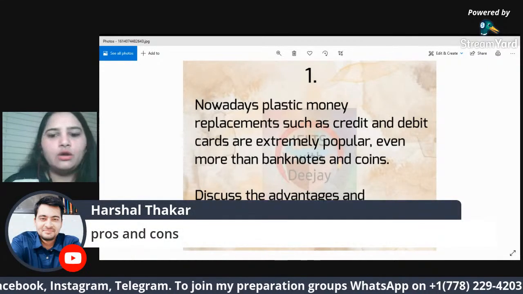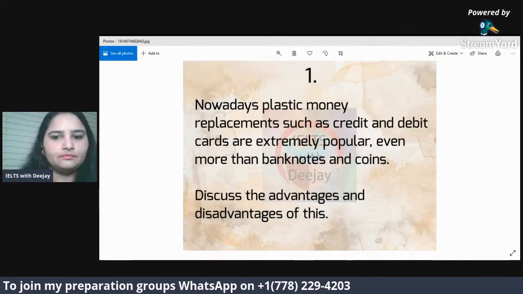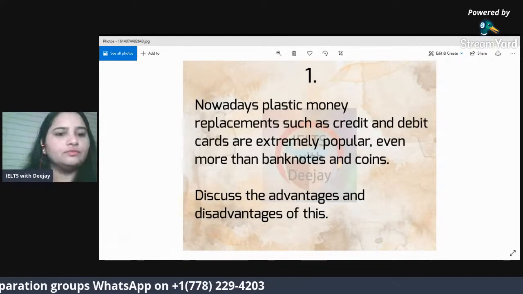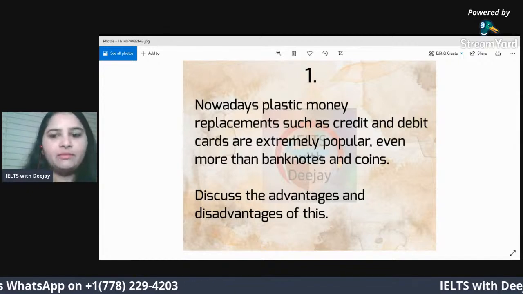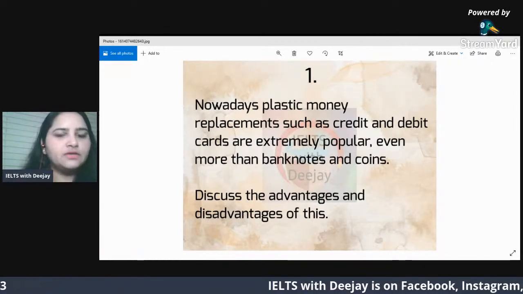Yes, pros and cons and merits and demerits. Very good. So, paraphrasing, write the paraphrasing. Let me know what you will write here as the paraphrasing of this question.